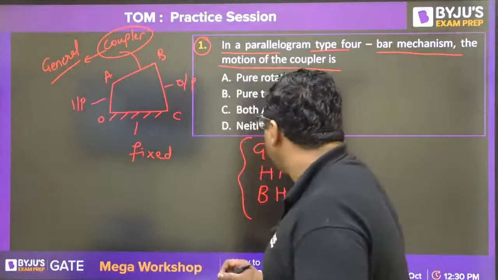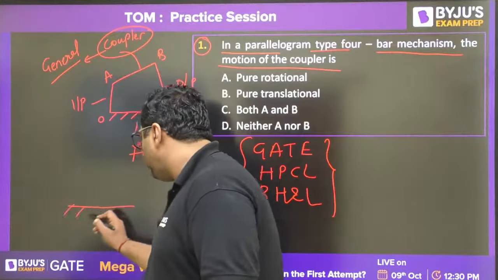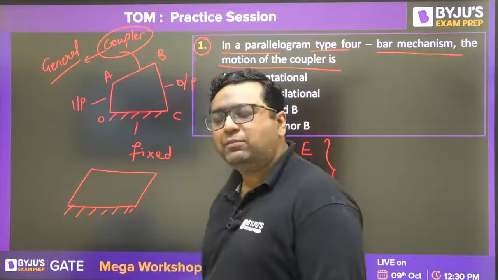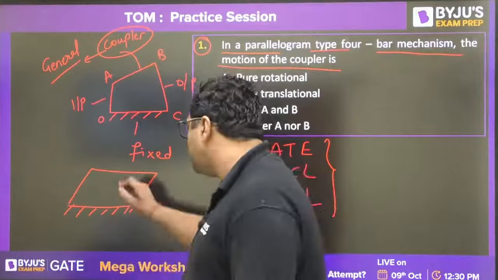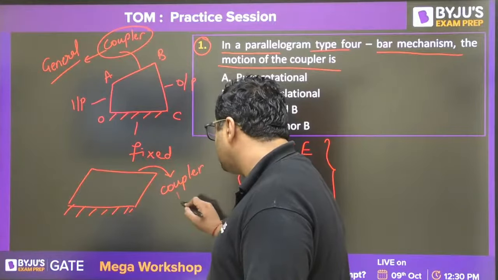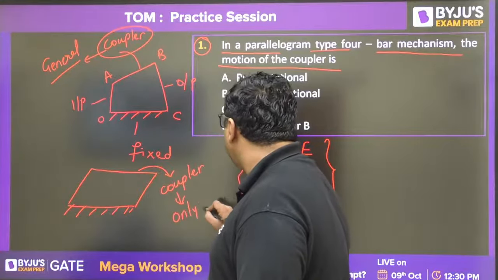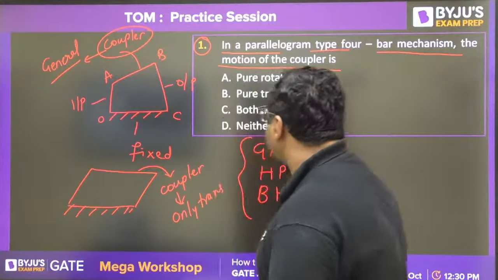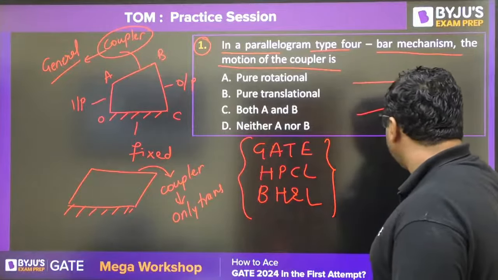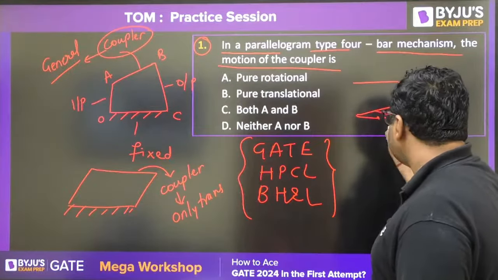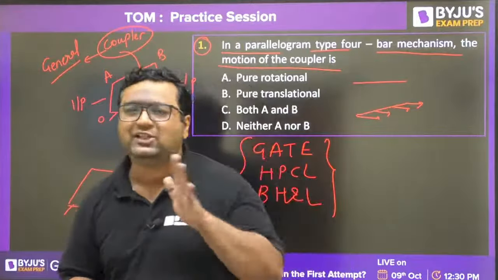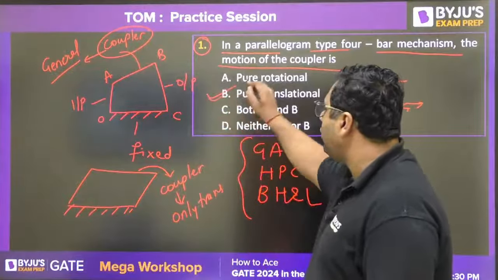But when we have a parallelogram, the coupler will have only translation. Why? Because if you see the coupler at that position, at every instant it has the same linear velocity at every point. This is the characteristic of pure translation motion. So the answer will be B, pure translation motion.